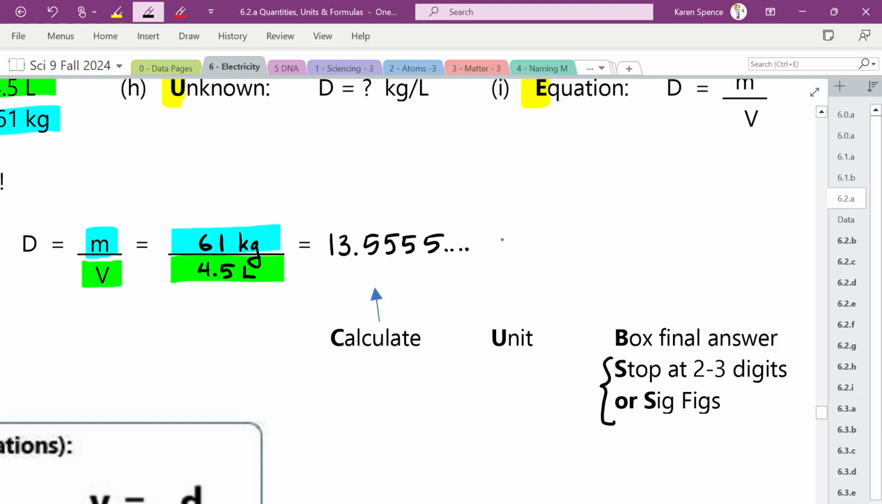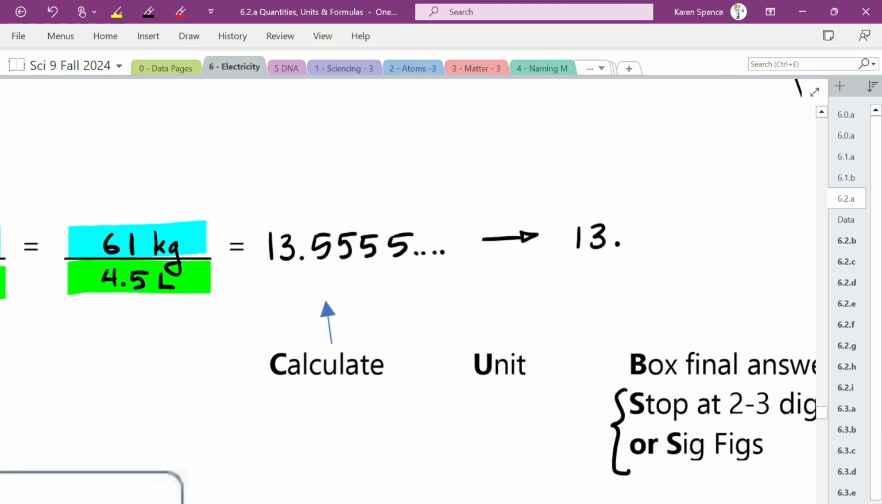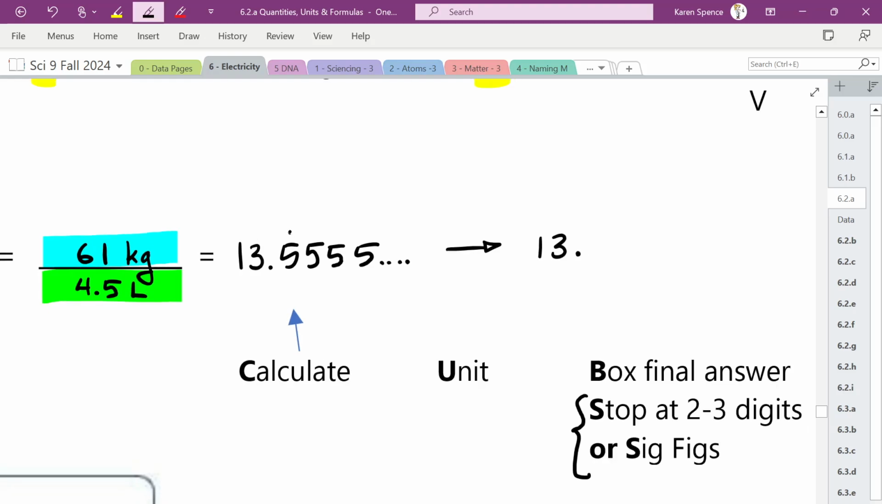So you could say, let's round that to 13 point. Look to the number to the right. That's a 5. When you have a 5 there, do you round up or do you round down? You round up. So instead of 13.5, it's going to be 13.6.